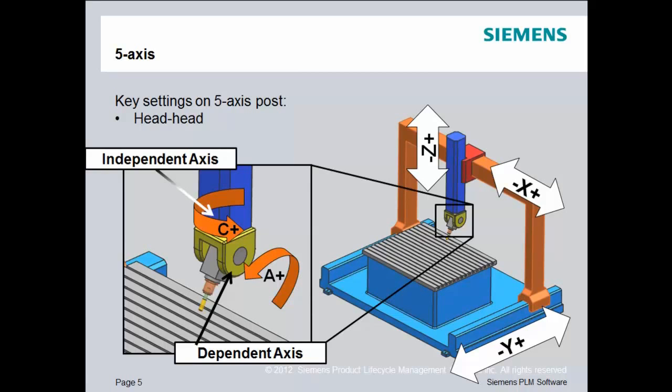The table-table machines and head-table machines are becoming much more common these days. On this machine, we do have to worry about the dependent axis and the independent axis. In this case, the A axis is the dependent axis because it depends on the location of the C axis to ultimately move into position.